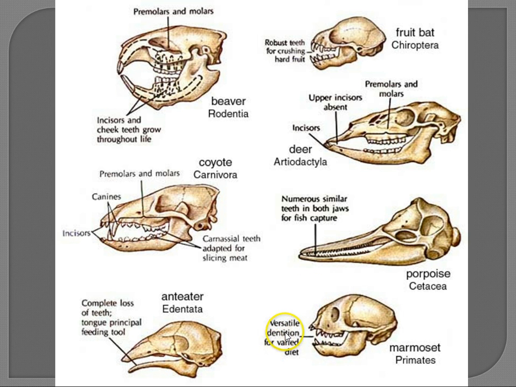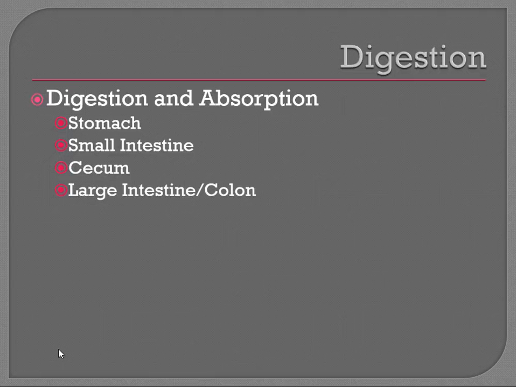Now sometimes animals have lost their teeth because they don't do anything with them. This is an anteater skull, and you can see that they've lost their teeth over time. And I'm not talking about individuals, I'm talking about as a species. The species does not have teeth, but they have this really ridiculously long tongue that they can stick into ant hills and, you know, stick all the ants to them and slurp them up, which is, you know, kind of fun. Okay, now the digestion and absorption portion, and these are things we've talked about: the stomach, the small intestine, the cecum, the large intestine, and colon.